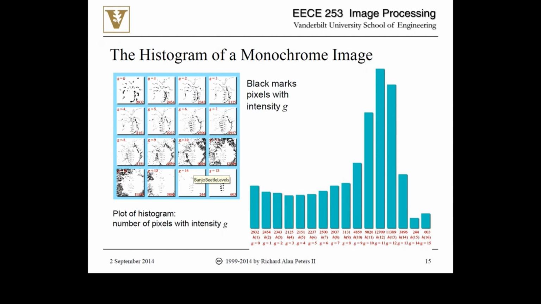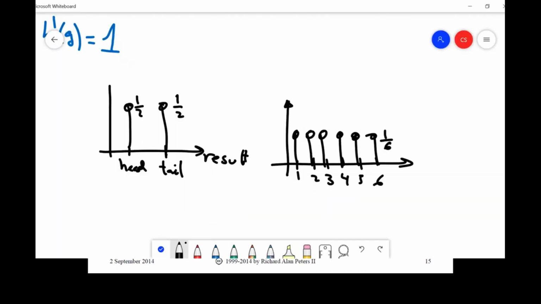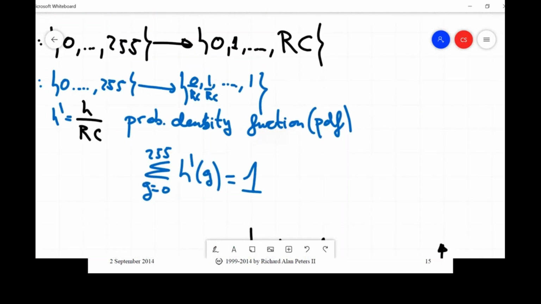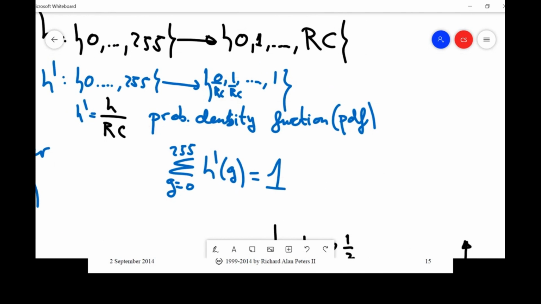So you take a pixel at random. What is the probability that it has value 12? What is the probability that it has value 11? That is H prime. So H prime is this one that is normalized. This is the PDF of taking a pixel at random and having that value. Okay, we have moved into the domain of random variables.